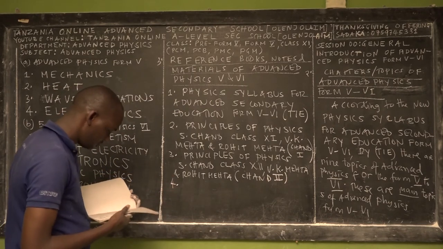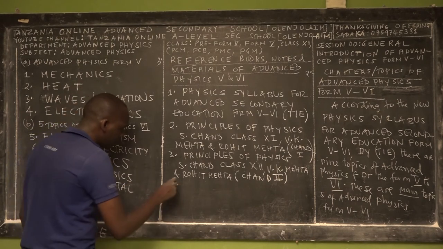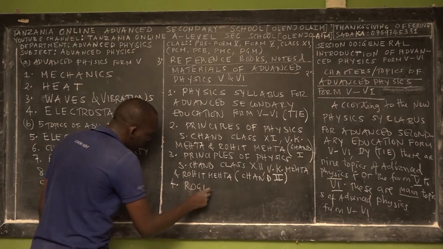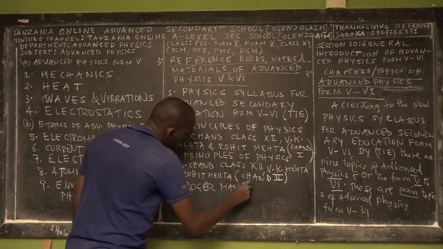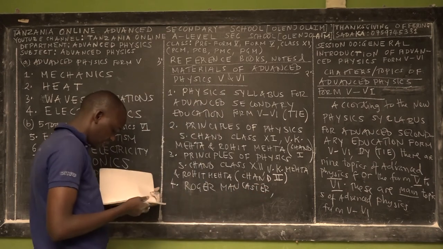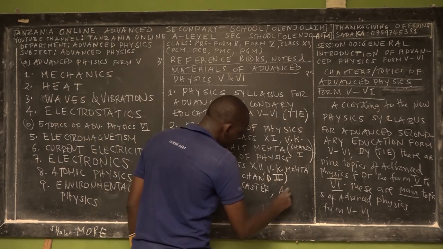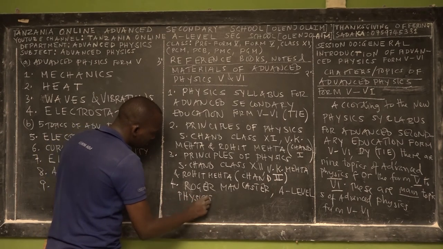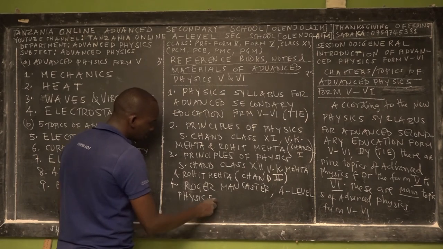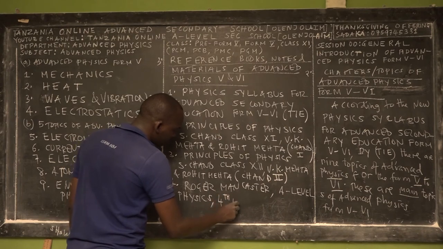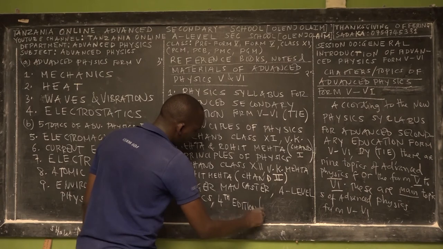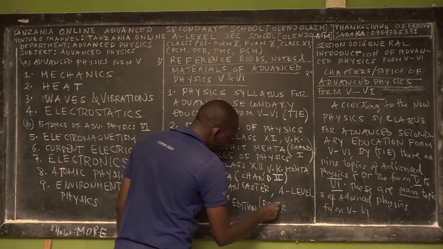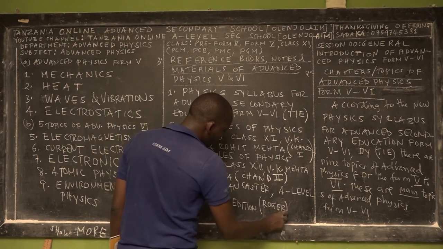The first reference book is the fourth edition by Roger Muncaster. The author is Roger Muncaster, and the book is called A-Level Physics. But in Tanzania, this book is famous with the name of the author. We used to call it Roger Muncaster, so it's just called Roger.